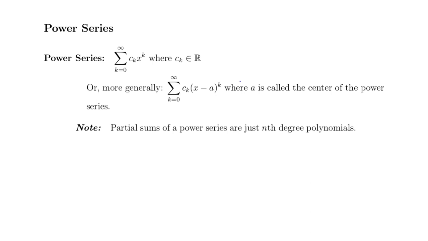So notice that the partial sums of these, we'll just call it up to n, would look like the sum of c sub k times (x minus a) to the k, and this would be c sub 0 plus c sub 1 times (x minus a) plus all the way up to c sub n times (x minus a) to the n. And so it's just an nth degree polynomial because it does end up cutting off.